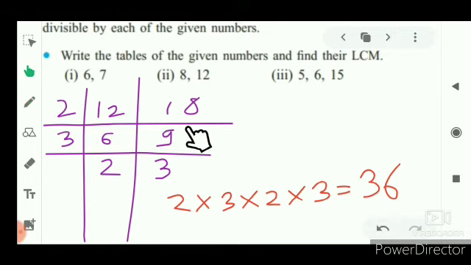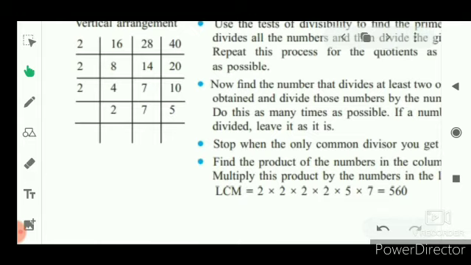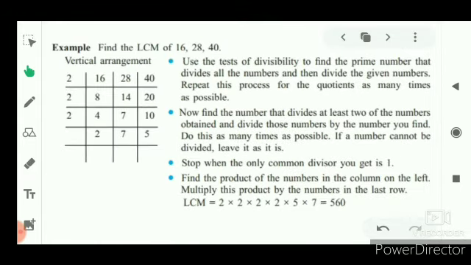Okay, now let's see some more examples. This example is given in your textbook. Three numbers are given: 16, 28 and 40, and we have to find the LCM of these three numbers. First of all, we will solve it by vertical arrangement. We will check by which number all these numbers are divisible. So all these numbers are divisible by 2.